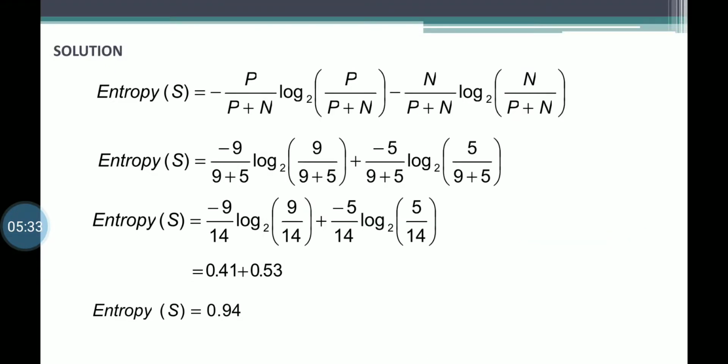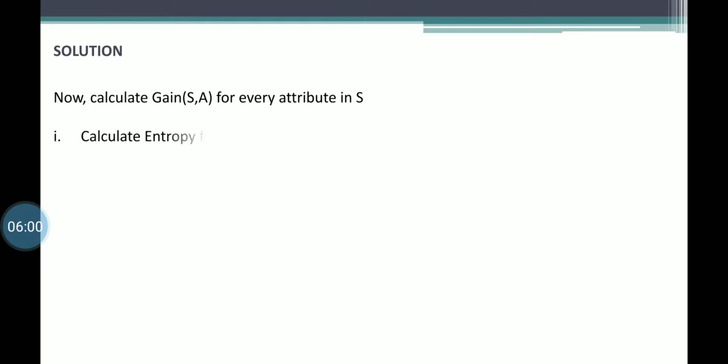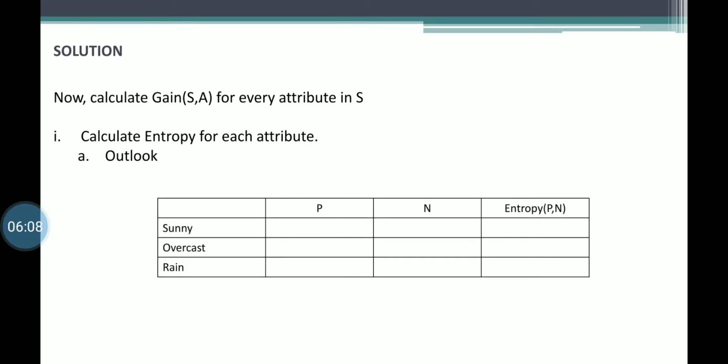So entropy of the sample is now 0.94, which we'll be making use of to calculate the information gain of every attribute. And before calculating the information gain of every attribute, we are supposed to calculate the entropy value of every attribute's values. So we'll do that now. Entropy of S is 0.94. Now calculate gain of every attribute. First step is to calculate entropy for each attribute. So the first attribute is outlook.